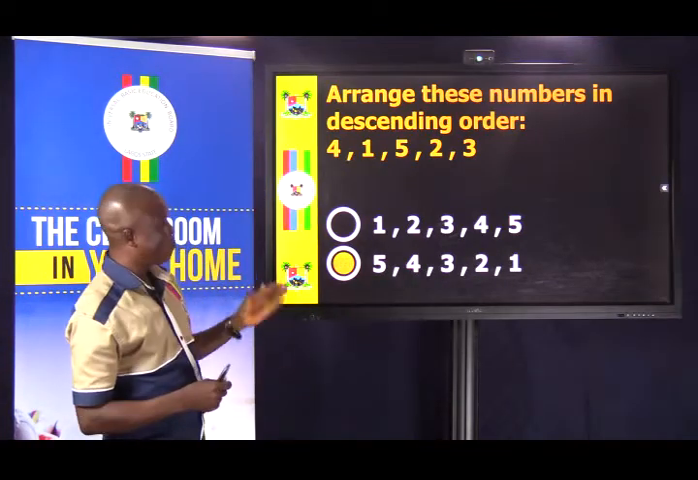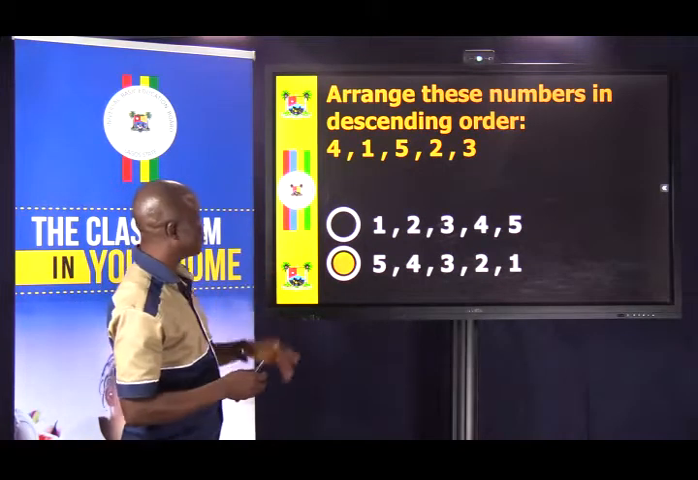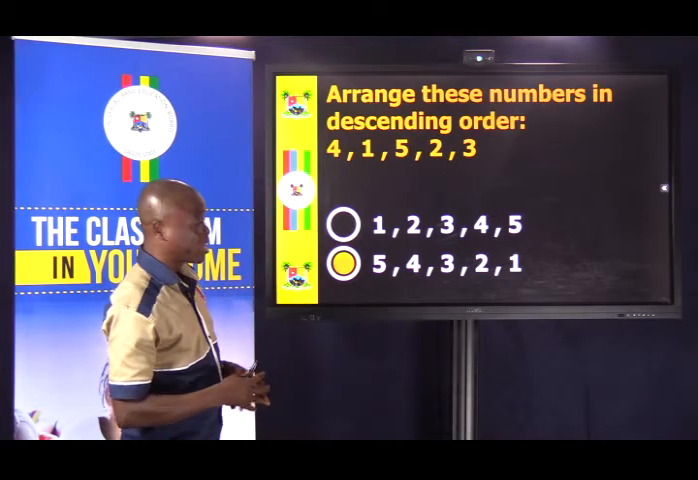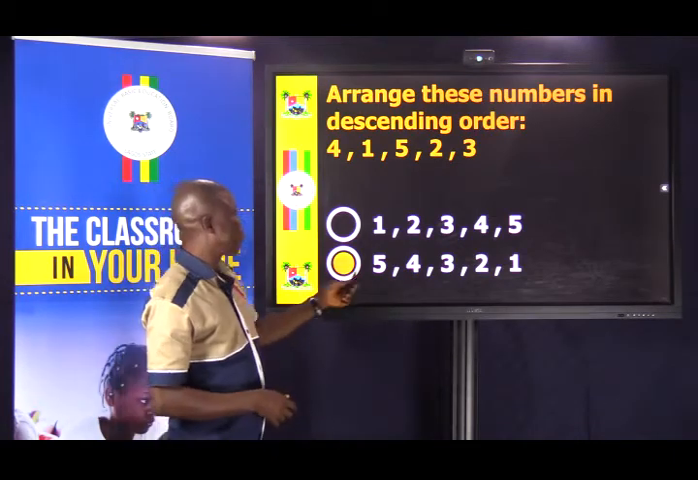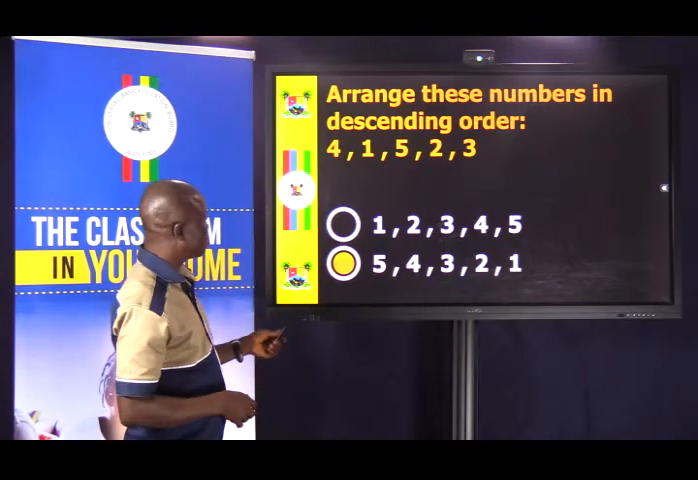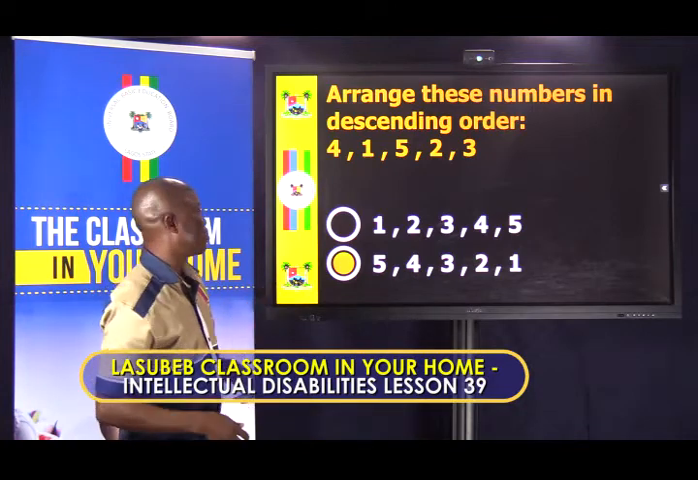Wow. 5, 4, 3, 2, 1 is arranged. These numbers are arranged in descending order, that is from biggest to the smallest. Did you get it? Good job, you.